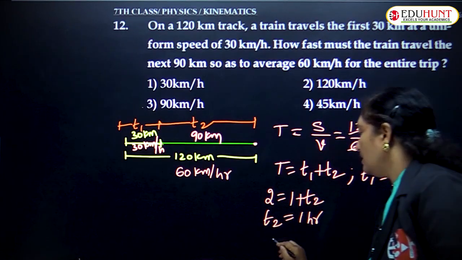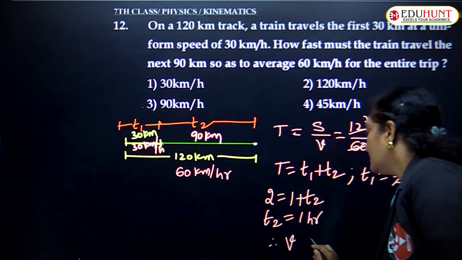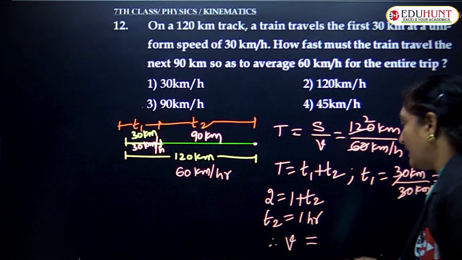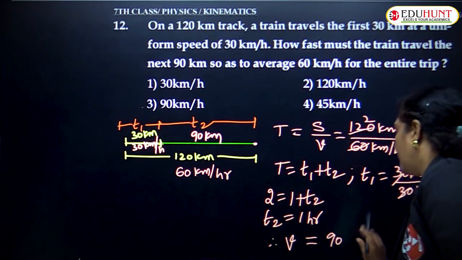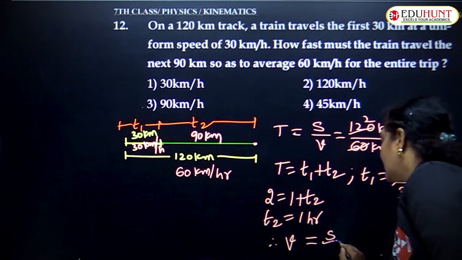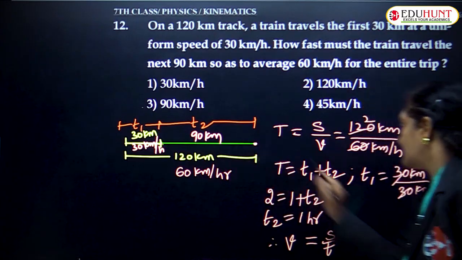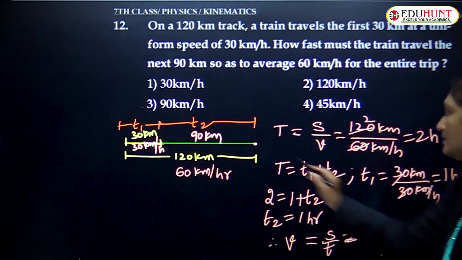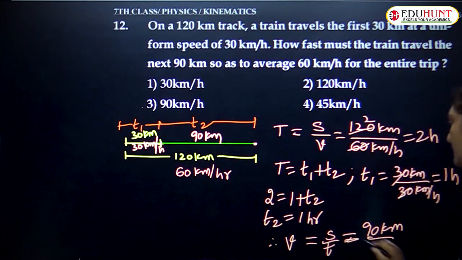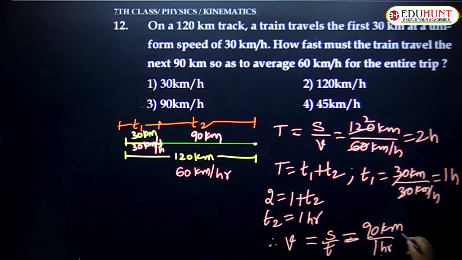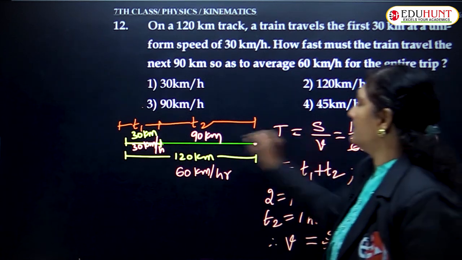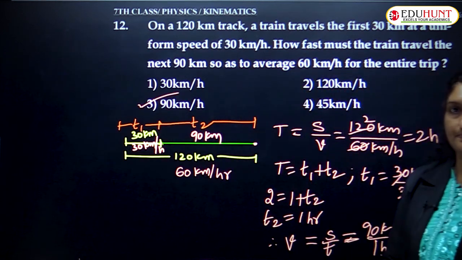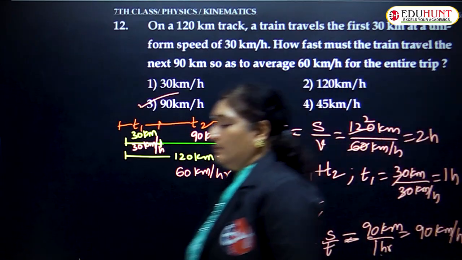Okay, therefore the train has to travel with a speed of 90 kilometers, because speed is equal to distance by time. How much distance? 90 kilometers. And what is the value of T2? 90 kilometers to be covered in T2. T2 is nothing but 1 hour. Hence, your answer is 90 kilometers per hour. Okay. So, hence option number 3. Okay, children.